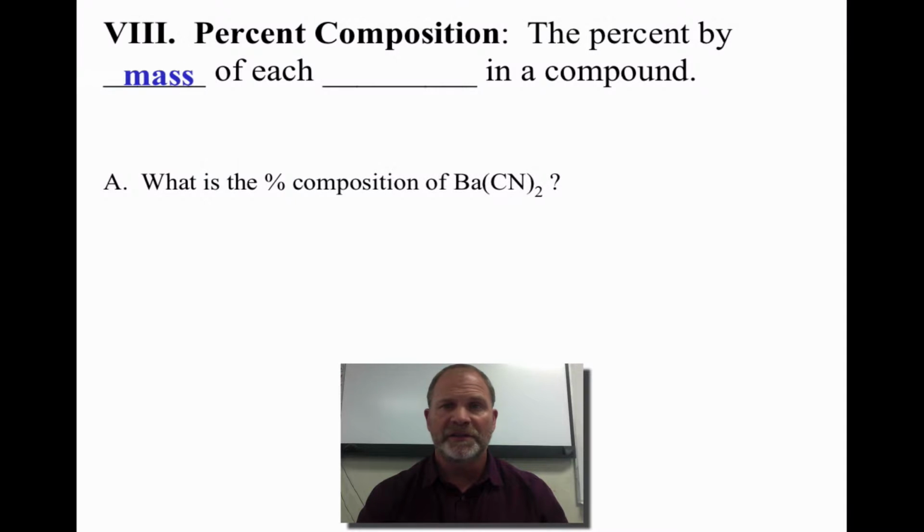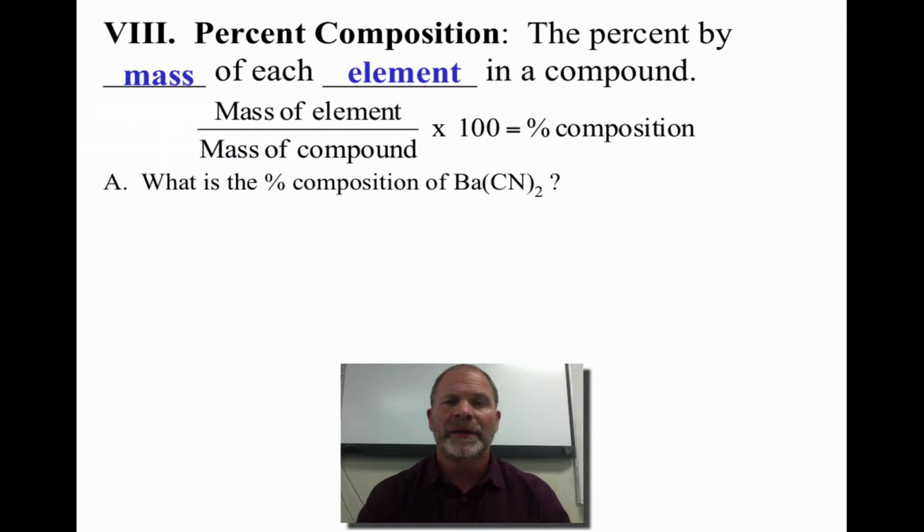Percent composition is percent by mass of each element in a compound. And the equation we're going to follow here is the mass of the element divided by the mass of the compound. So in my analogy, the mass of the compound was our actual class, whereas the elements were the students that make up the class.